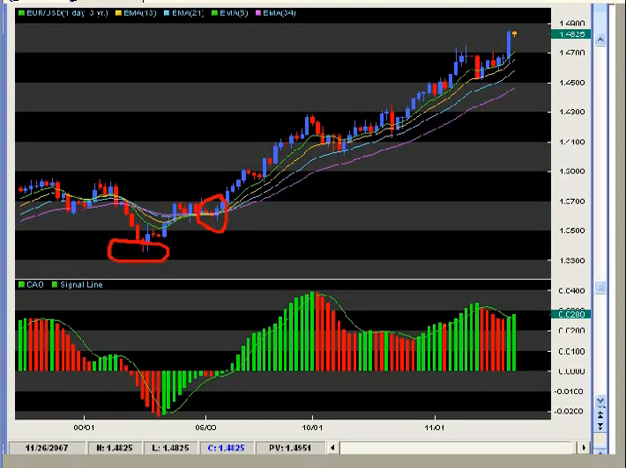Now notice, this is the example that I spoke about, when price moves away from the averages, it always comes back. So in this case, the market corrected about 200 pips. Here's another example where price trades away from the averages and it comes back again. Now, these peaks happen to be peaks in the awesome oscillator as well, as you can see.